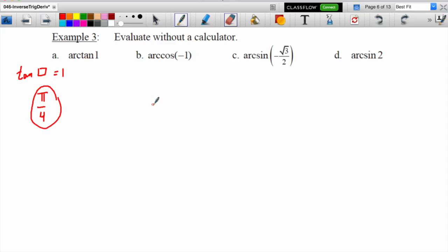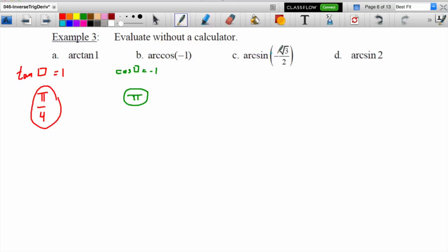Now arccosine of negative 1. Cosine tends to be a little easier. So we're talking about quadrant 1 or quadrant 2. This is what I'm thinking mentally. You don't necessarily have to write this down. You can. Cosine of what will be negative 1? Well, it's almost certainly pi. Can you do the other two? Can you?